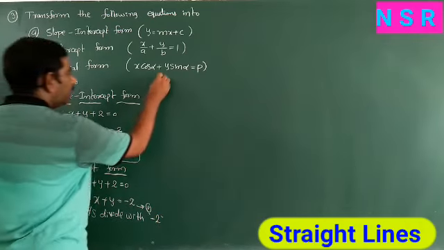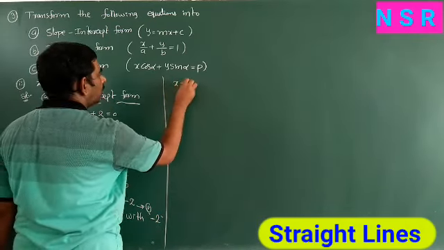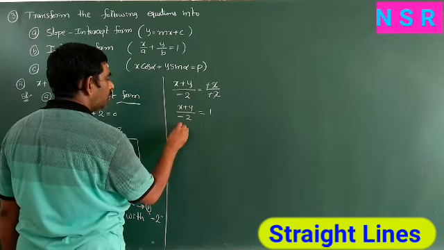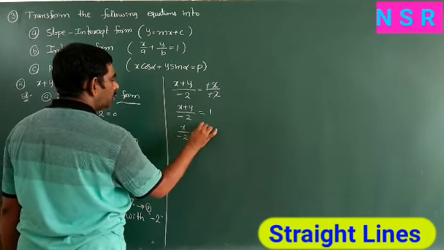Dividing both sides by minus 2, we get x plus y by minus 2 is equal to minus 2 by minus 2. Here minus minus gets cancelled, 2 also gets cancelled, so we get x plus y by minus 2 is equal to 1. So x by minus 2 plus y by minus 2 equal to 1. This is intercept form, x by a plus y by b equal to 1. Here the a value is minus 2, and the b value is also minus 2.